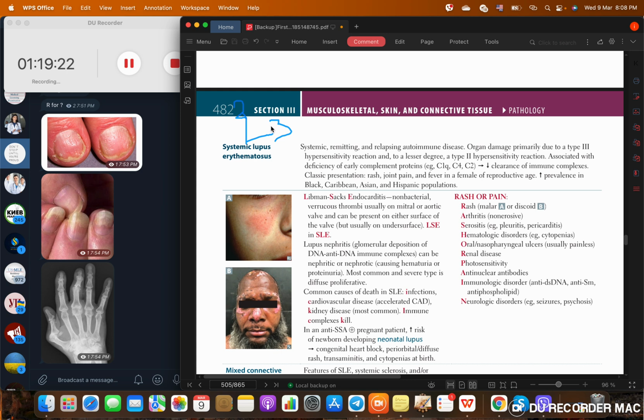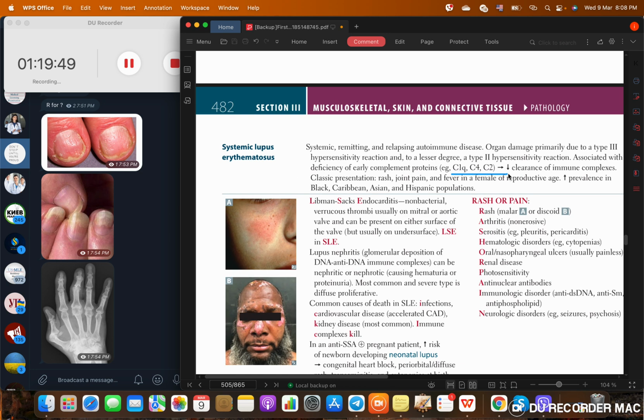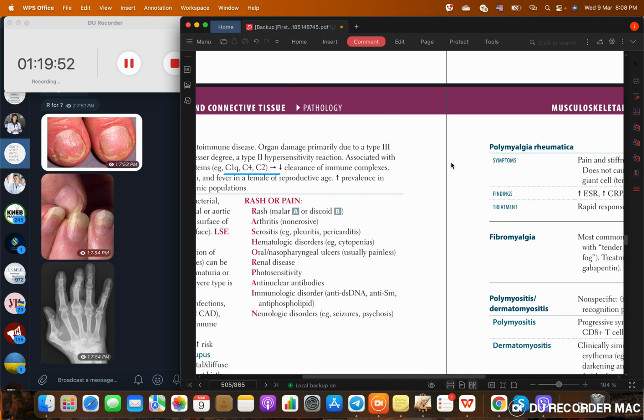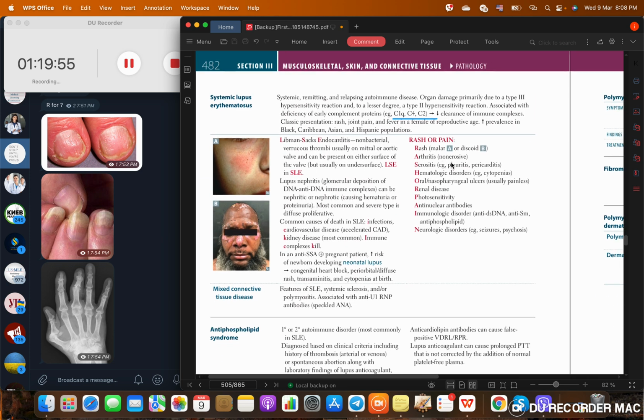So they say, systemic lupus erythematosus, a systemic, remitting, and relapsing autoimmune disease, with organ damage primarily due to a type 3 hypersensitivity reaction, and to a lesser degree, a type 2 hypersensitivity reaction. Remember, the type 2 is mainly hematological stuff. It's associated with a deficiency of early complement proteins like C1q, C4, C2. Doesn't matter, anything before C5 is considered early complement. That will lead to less clearance of the immune complex.